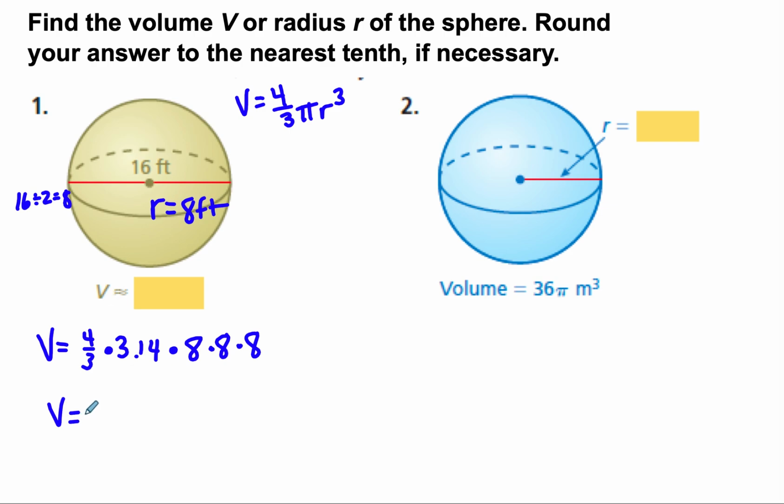All right. So 4/3 times 3.14 times 8 times 8 times 8. Okay, gives us 2,143.573 repeating. Let's see, nearest 10th. That's the 10th place. The number behind it, 7, tells me to round up. So I have 2,143 and 6/10 feet cubed. Don't forget your label.